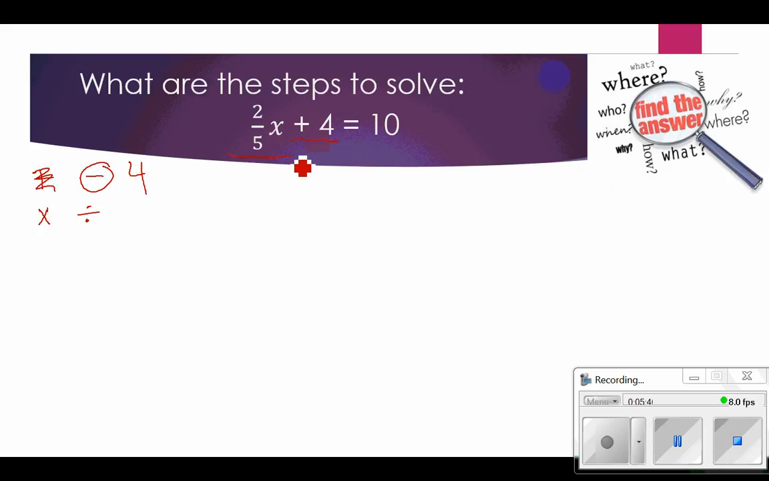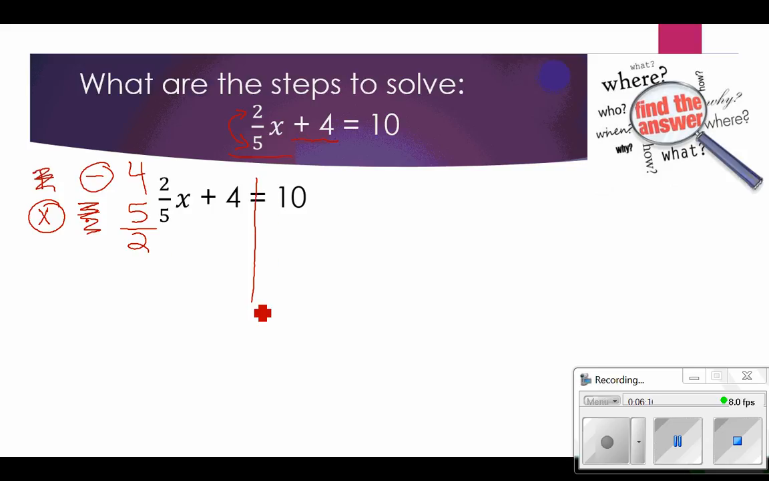And this is a fraction. Anytime I see a fraction, I think of division. The inverse operation of division is multiplication. And we're going to multiply both sides by not 2/5, but the reciprocal. The reciprocal means you're flipping the fraction, and we're going to multiply both sides by 5/2. So let's bring down our problem.